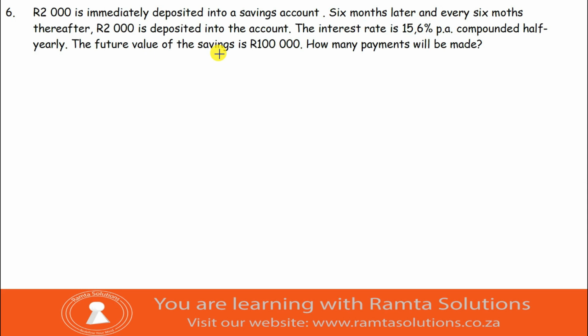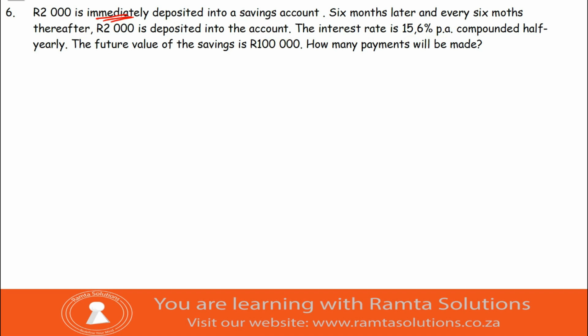Now, number 6. 2,000 rands is immediately deposited into a savings account. 6 months later, and every 6 months thereafter. I want you to underline immediately, and then they say 6 months later, meaning now at the end of each 6 months. 2,000 rands is deposited into the account. The interest rate is 15.6% per annum, compounded half yearly, meaning compounded semi-annually. The future value of their savings is, how many payments will be made? Be careful.